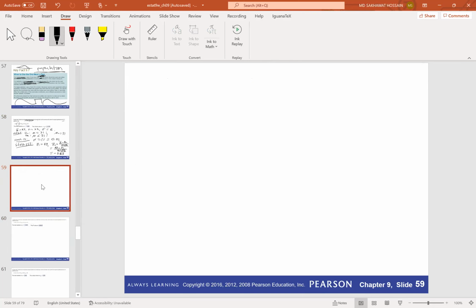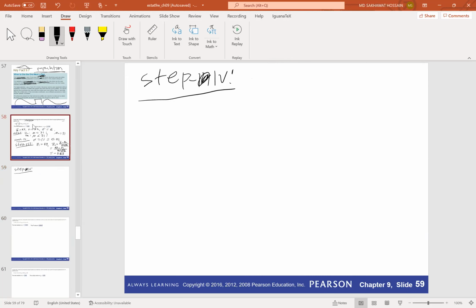So now in step 4, if you use the critical value approach, then you have to find the critical value. But if you want to use the p-value approach, then you have to find the p-value. So here we'll be using the critical value approach. So we have to find the critical value. So how do we find the critical value?